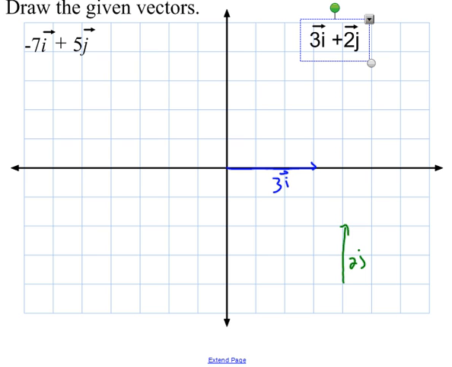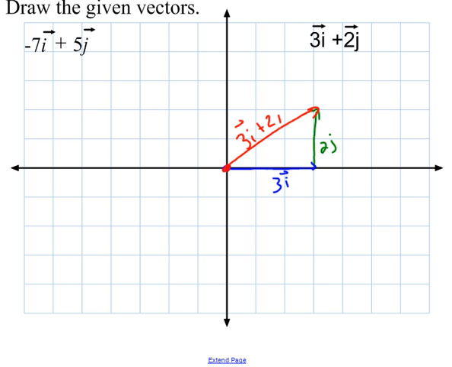And if we remember from yesterday, when we add vectors, we put the tail of one at the head of the other, and we connect the tail to the head, and so I have this is 3I plus 2J. Now again, it's not necessary that it stays there, but it needs to have that length in that direction.